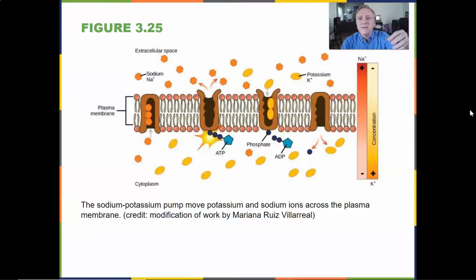pump is building an electrochemical gradient. It is building a difference in charge. When I say electrochemical gradient, I just mean a difference in charge. It's building a difference in charge across this plasma membrane. Okay, and you can see here this ATP molecule is being used up in the process. So this is active transport because it requires energy.